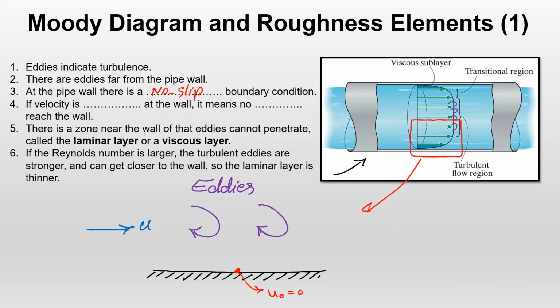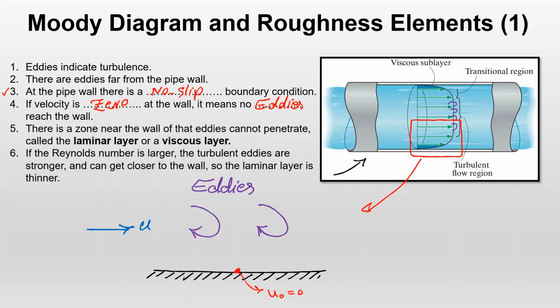So item 3 says that at the pipe walls there is a no-slip boundary condition. If velocity is 0 at the walls, it means no eddies reach the wall. So understandably, if the velocity very close to the wall is 0, eddies actually have a turbulent velocity. So it means that they cannot reach that region.